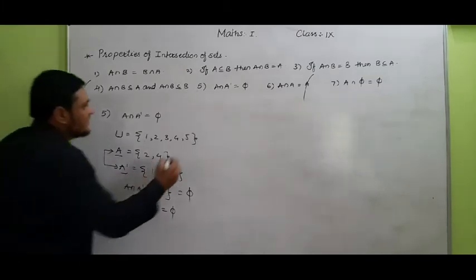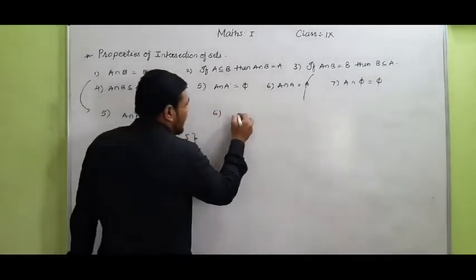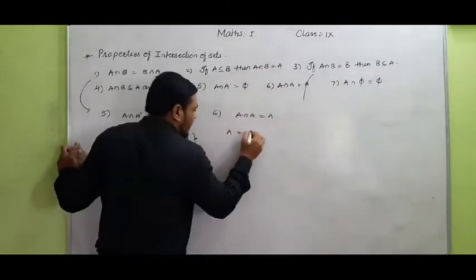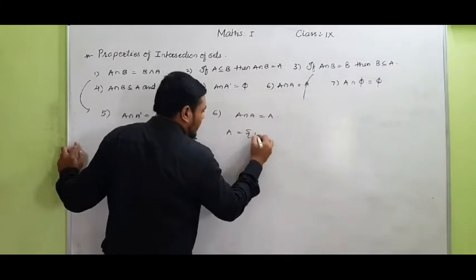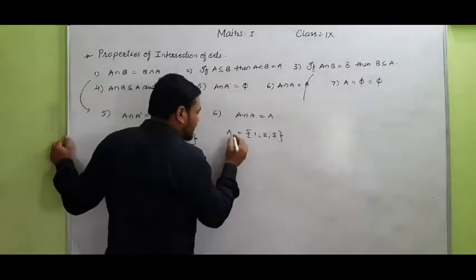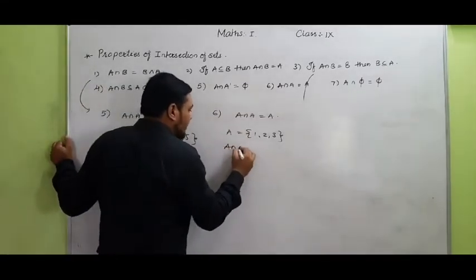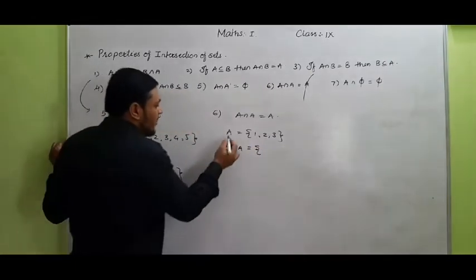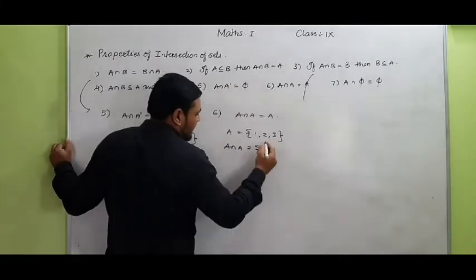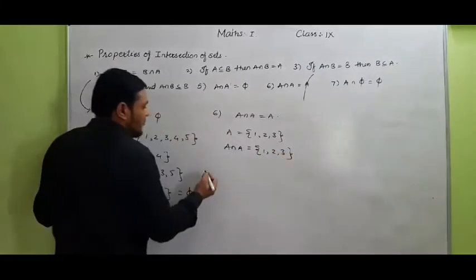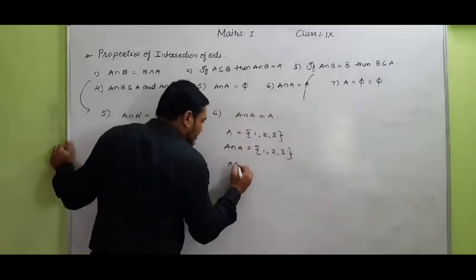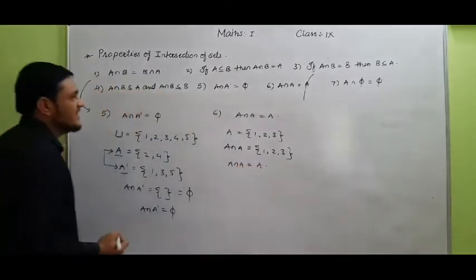So students, now let us study the sixth property. The sixth property is A intersection A is equal to A. Let us take set A. A contains the elements 1, 2, 3. We will take the intersection of A with A, so here A intersection A. We have to take all the common elements of A and A. So we can see that A intersection A is nothing but 1, 2, 3. This set and this set contain the same elements, that is 1, 2, 3. So we can say that A intersection A is equal to A. This is the sixth property.